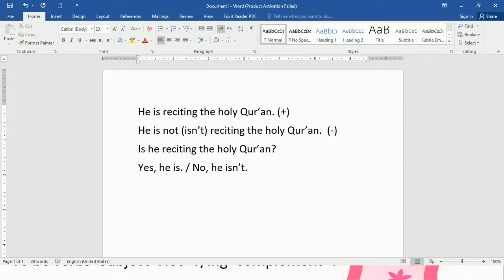Now this is the positive interrogative. Now let's talk about the negative interrogative. For negative interrogative there are two structures, two examples.